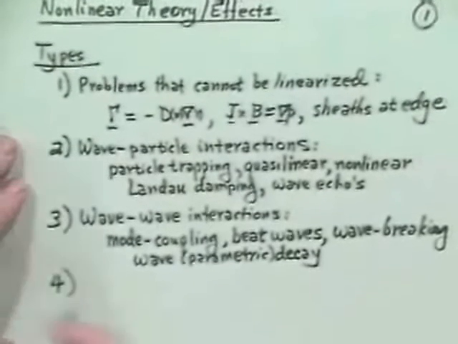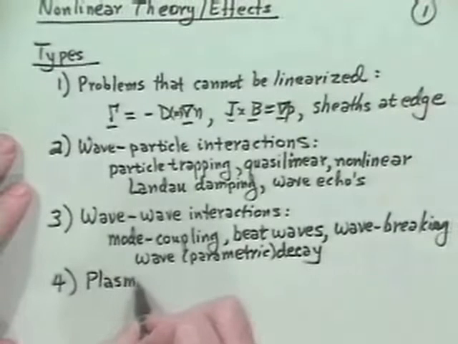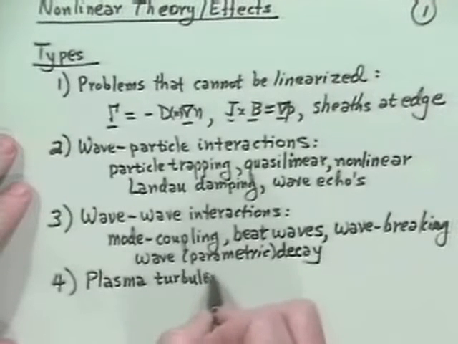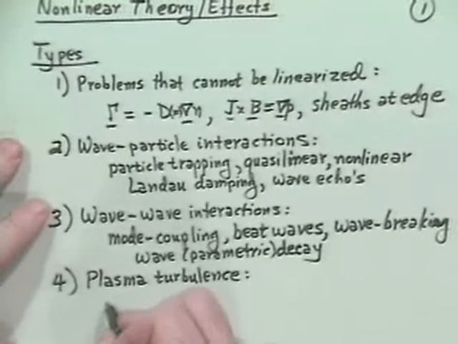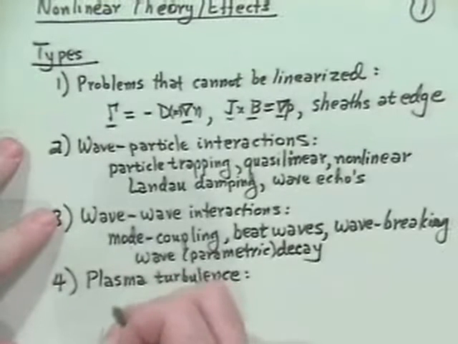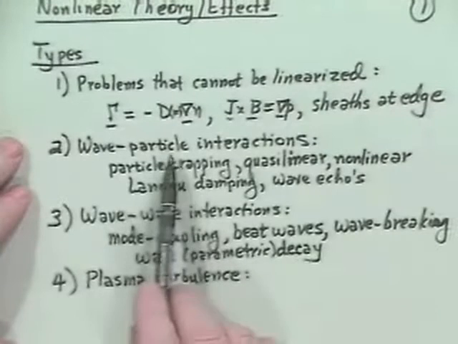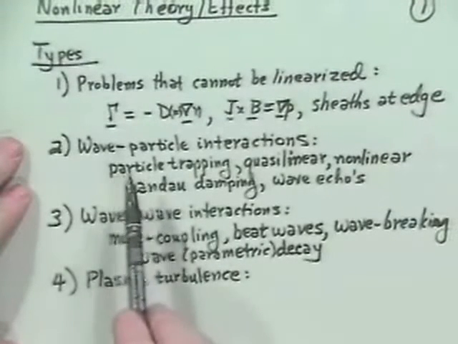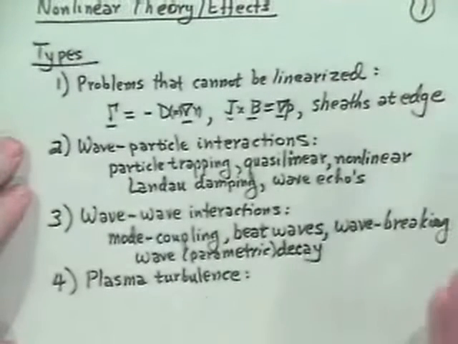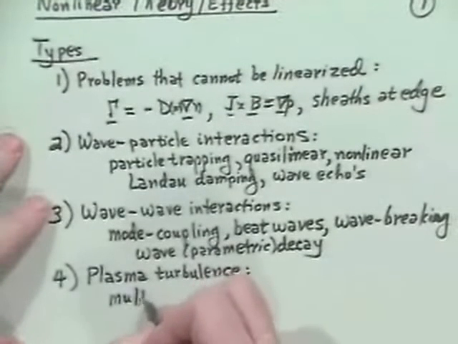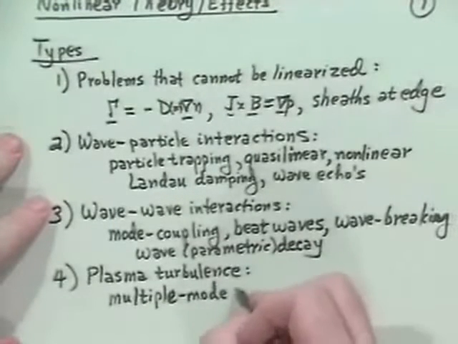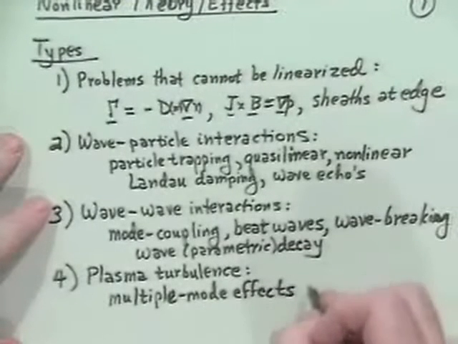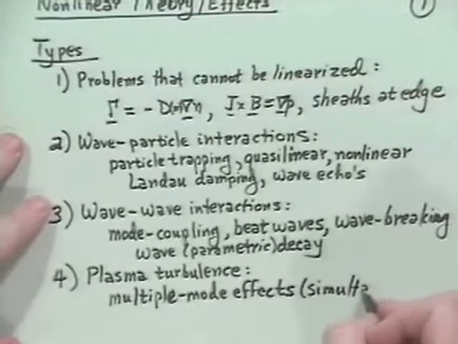A final type of nonlinear theory and effects I'd like to mention is plasma turbulence, which can be every bit as rich as fluid turbulence. But since we've had a number of additional physical effects compared to what could happen in a neutral fluid, it can get even more complicated. What you really mean by plasma turbulence is, in contrast to wave-particle and wave-wave interactions, where you have one or two or three waves interacting with another wave or particles, here you have in mind many modes simultaneously, in a sort of almost statistical limit, although there's considerable debate on precisely that. And these are all operating simultaneously.